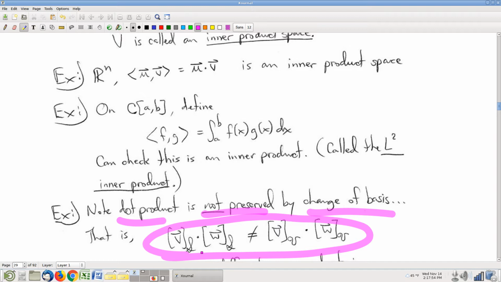It's easy to find examples of it. In fact, it's fairly hard to find an example of a change of basis that does preserve the dot product. So, in some sense, it's almost true to say pick any basis. Odds are it's not going to preserve the dot product.